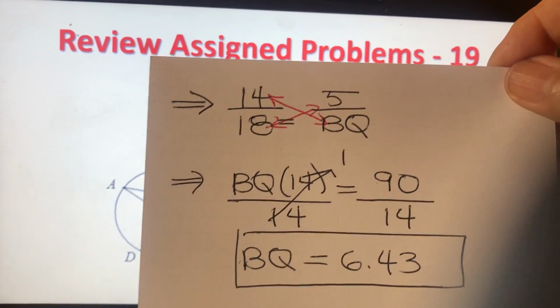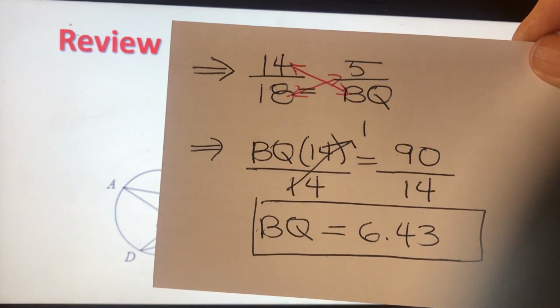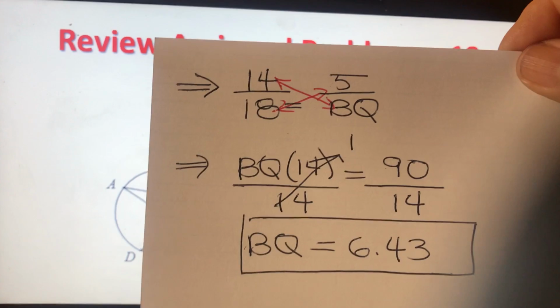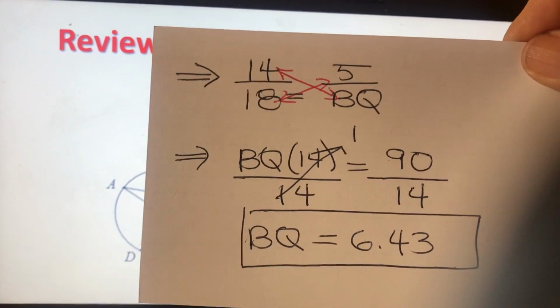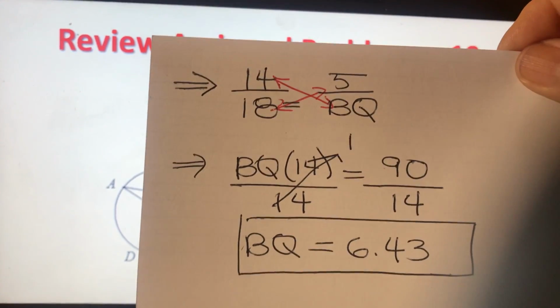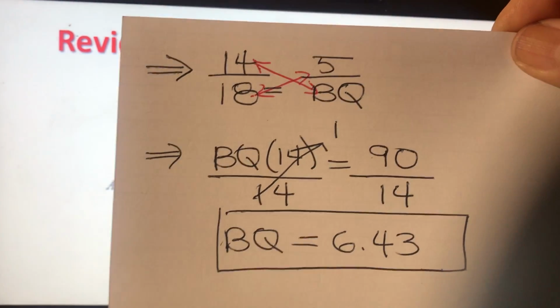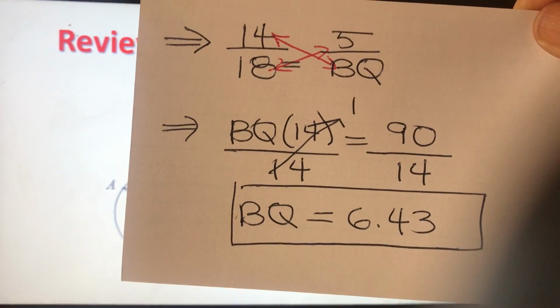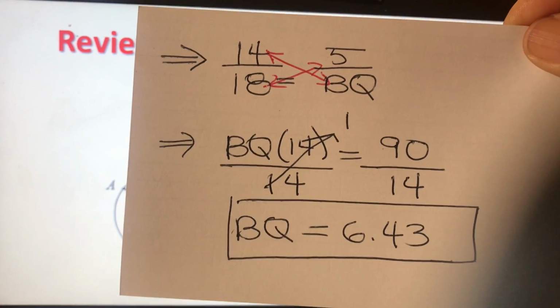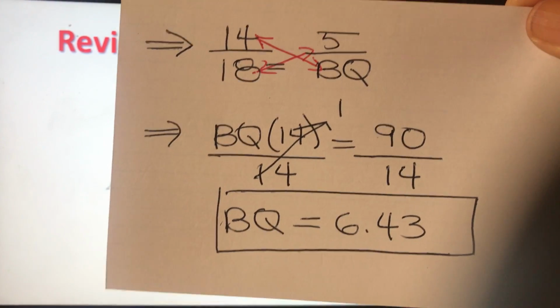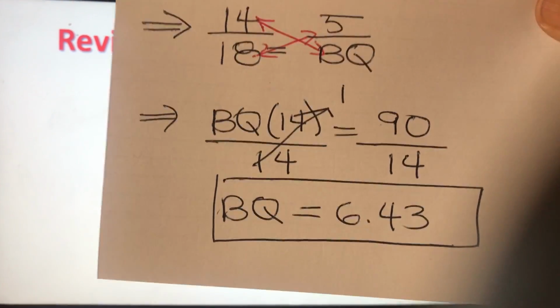Our next step would be what? To do our cross multiplication, and we say that BQ times 14 is going to be equal to 18 times 5, which is equal to 90. Now, in order for us to find BQ, we need to use our division property and divide by 14 on both sides. So that means that BQ is going to be equal to 90 divided by 14, which is going to be equal to 6.43.